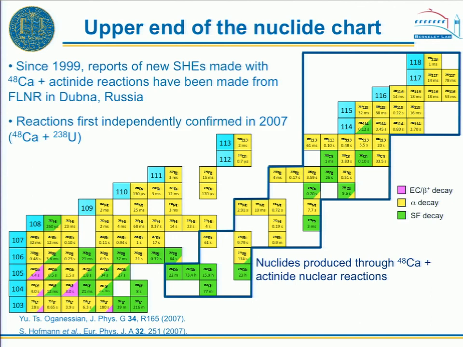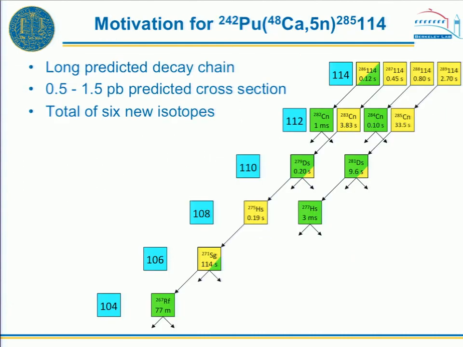Reports have been around since about 1999 of superheavy elements being produced this way from the Flerov Nuclear Laboratory in Dubna, Russia. However, they were only first independently confirmed in 2007, to confirm element 112, copernicium, and in 2009 we confirmed at Berkeley the production of element 114 in an experiment that I was a part of. But I'm going to be talking about 114 today.